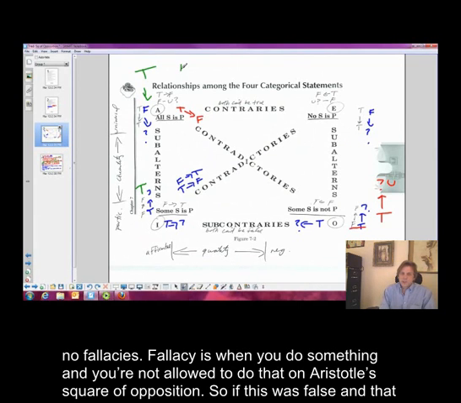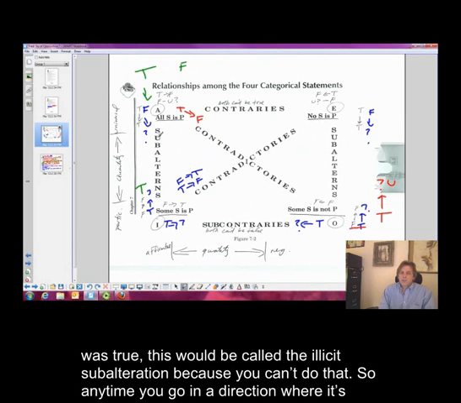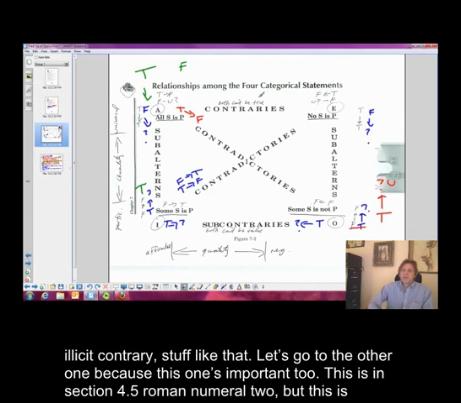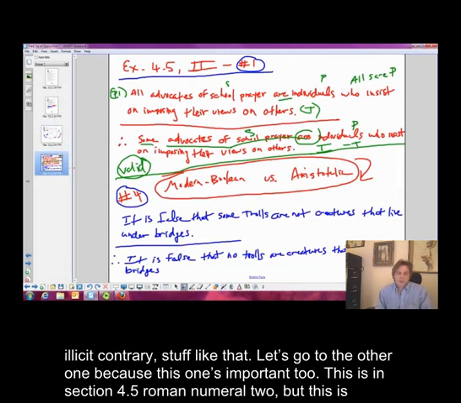So if this was false and that was true, this would be called illicit subalteration because you can't do that. Anytime you go in a direction where it's undetermined, then the fallacy is you call it illicit subalteration. Or if this was false and you thought the argument said this was true, you'd call this illicit contrary. Okay, stuff like that. Let's go to the other one because this one's important too.